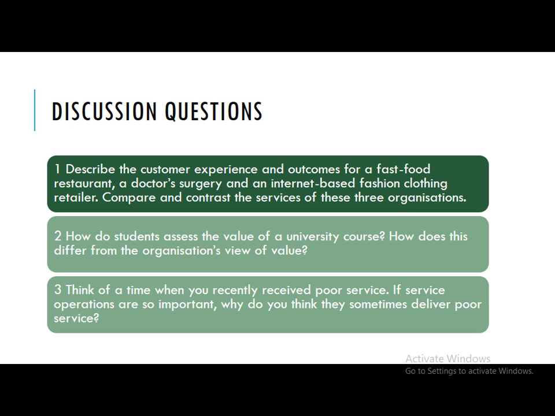The second question for discussion is: how do students assess the value of a university course? So, what does value mean to them? What do the benefits mean to them? How do they differ from the organization's view of value?